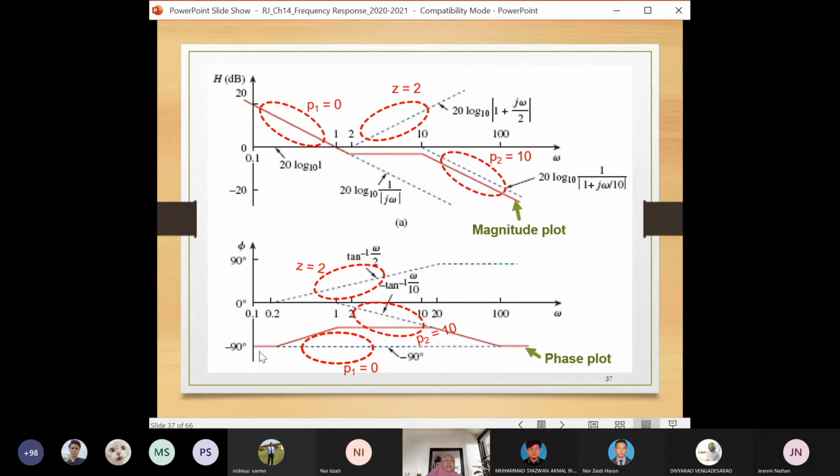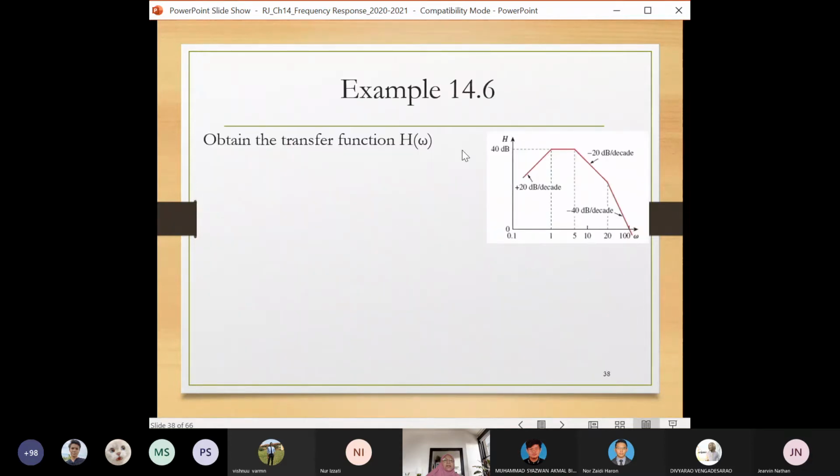So the red straight lines will be the phase plots and the magnitude plots. Another example. Sometimes if you are given a transfer function, you need to sketch. Sometimes you are given the sketch of the magnitude plot, and you need to do the reverse: obtain the transfer function from a Bode plot. So you should be able to plot, and you should be able to obtain the transfer function.